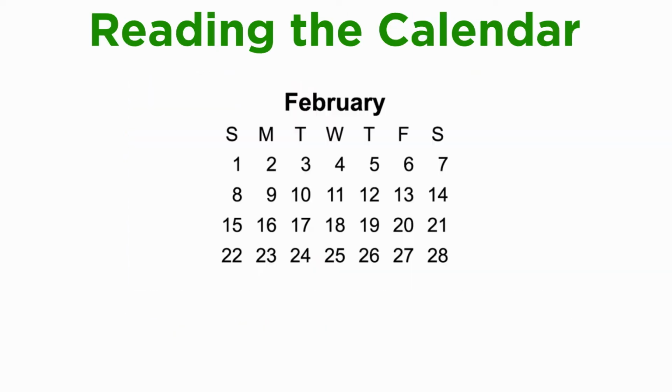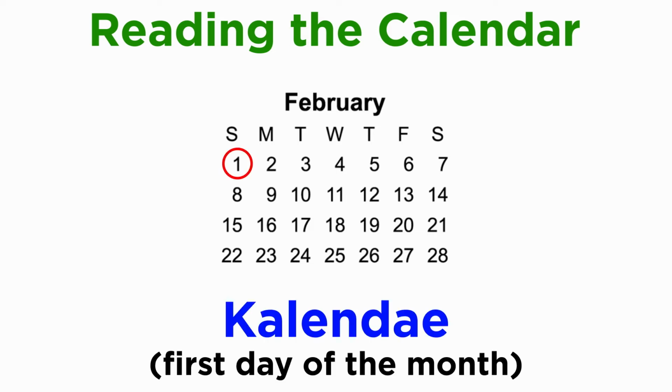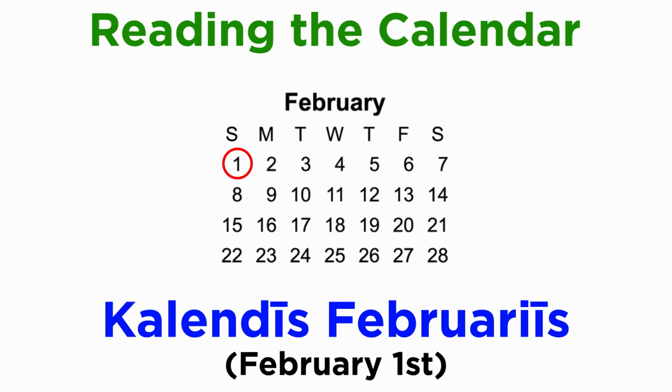In addition to all this, within each month there were particular days with specific names. In Latin, the first day of each month was called the calendae. This word, which is in the plural, is the word from which the English word calendar derives. So to indicate the first day of each month, you would use this word in the ablative case. So for example, calendis februariis would mean February 1st.